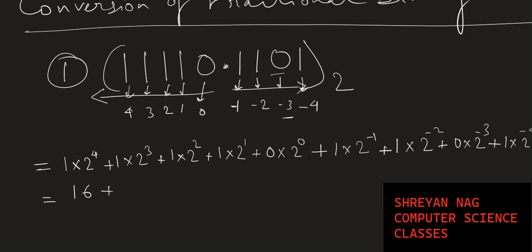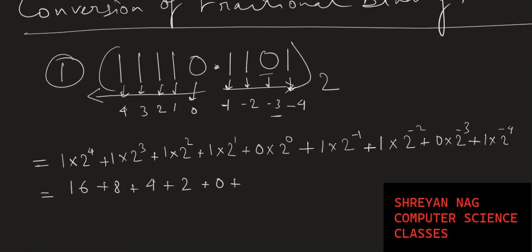2 to the power of 3 is 8, so 1 times 8 is 8. 2 to the power of 4 is 4, 1 times 4 is 4. 2 to the power of 1 is 2, 2 times 1 is 2. And anything multiplied by 0 is 0. Then we can write like this, since we have already studied in your class 9 the chapter exponents, so from that experience you should be knowing what this will be.